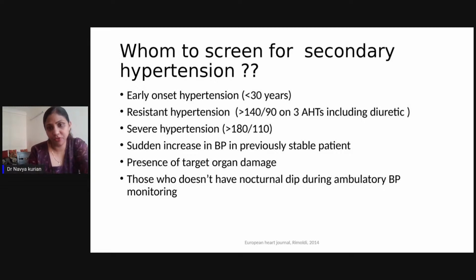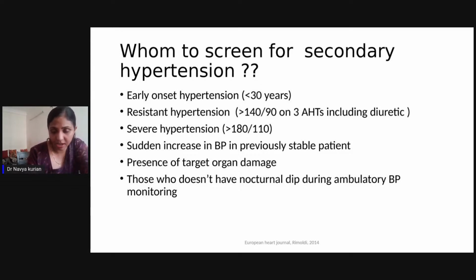So whom should we screen for secondary hypertension? If the onset of hypertension is below 30 years, we should definitely screen. If the patient has resistant hypertension. What is resistant hypertension? Resistant hypertension is defined as BP more than 140/90 on optimal doses of 3 antihypertensive drugs, which includes a diuretic.